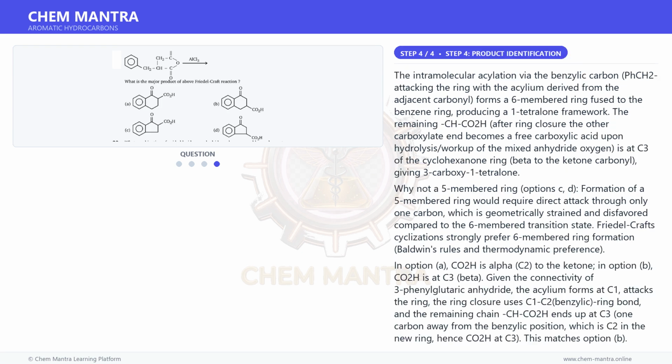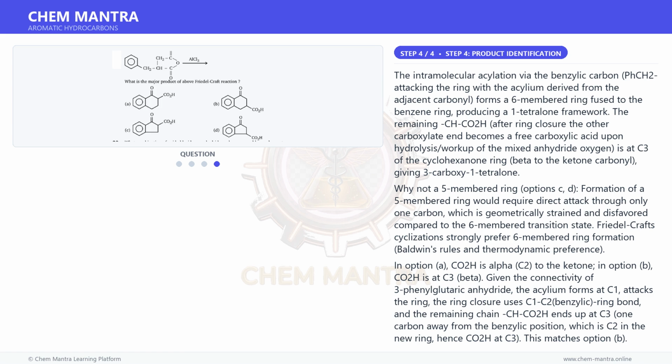And for the final step, the intramolecular acylation via the benzylic carbon, PhCH2 attacking the ring with the acylium derived from the adjacent carbonyl, forms a 6-membered ring fused to the benzene ring, producing a 1-tetralone framework. The remaining CH-CO2H, after ring closure, the other carboxylate end becomes a free carboxylic acid upon hydrolysis.